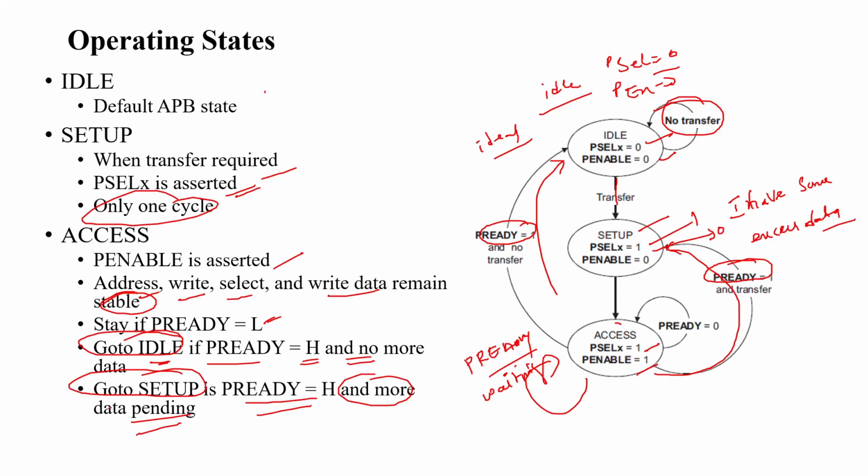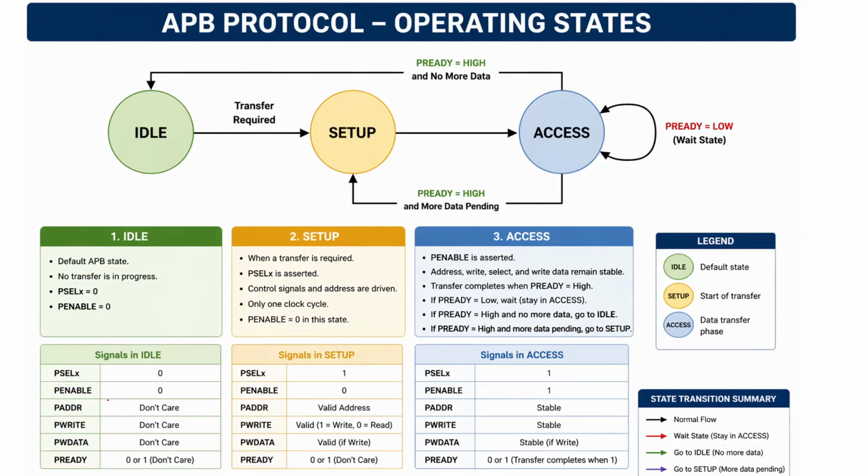Understood? So same thing here also, we have mentioned the idle phase. So PSEL and PENABLE should be 0. Okay, PSEL equal to 0 and PENABLE is also equal to 0. Then when a transfer is required, it goes to the setup phase. In the setup phase, PSEL equal to 1 and PENABLE is 0.